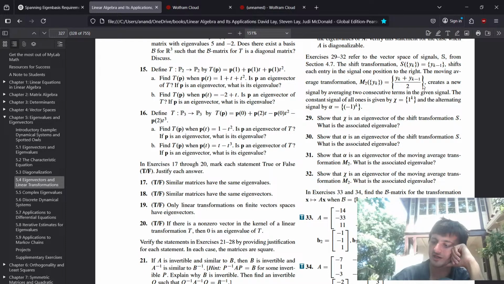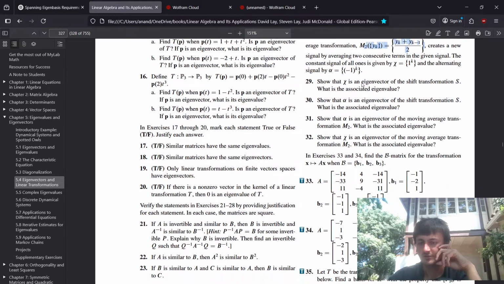We just need to show that if we have M2 of lambda 1 y1, where y1 is a signal, plus lambda 2 y2, is equal to lambda 1 M2 of y1 plus lambda 2 M2 of y2. So we just need to unwrap the definition of what it means to be a linear map, and then show that they're equal, and then we're good. Then we know it's a linear map. But it's not obvious to me that this is a linear map, so I feel like it's worth going through that. Okay, so those are all the problems.